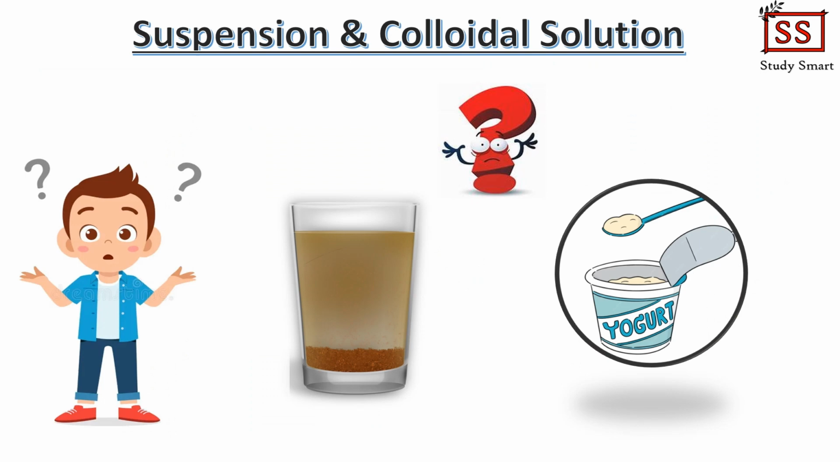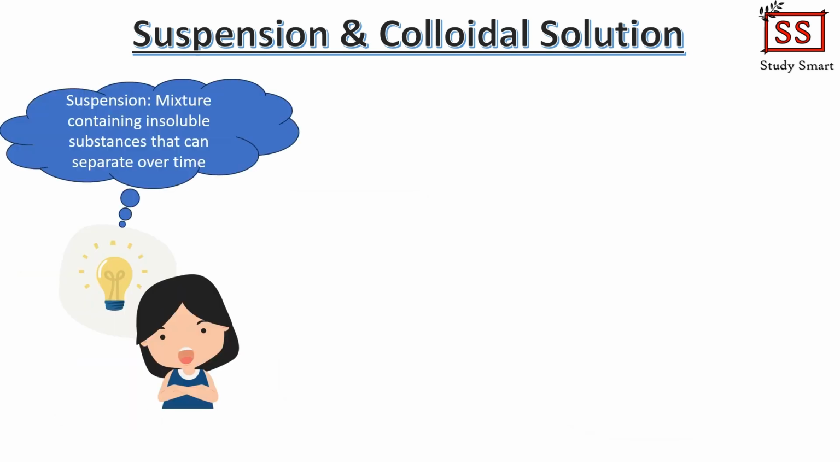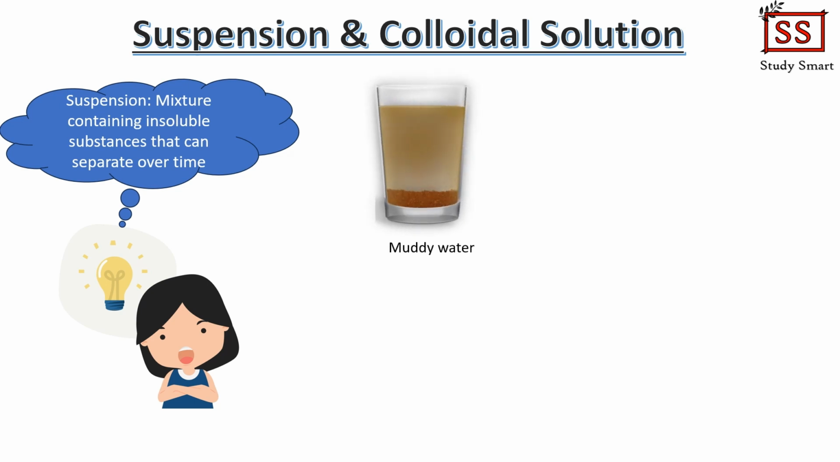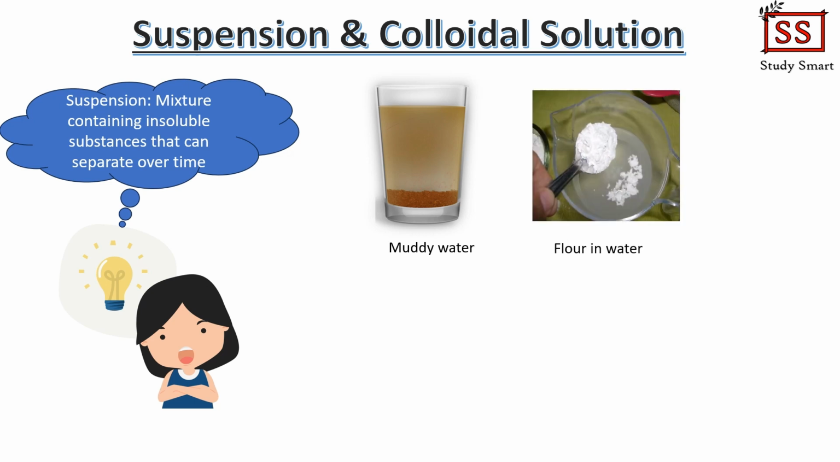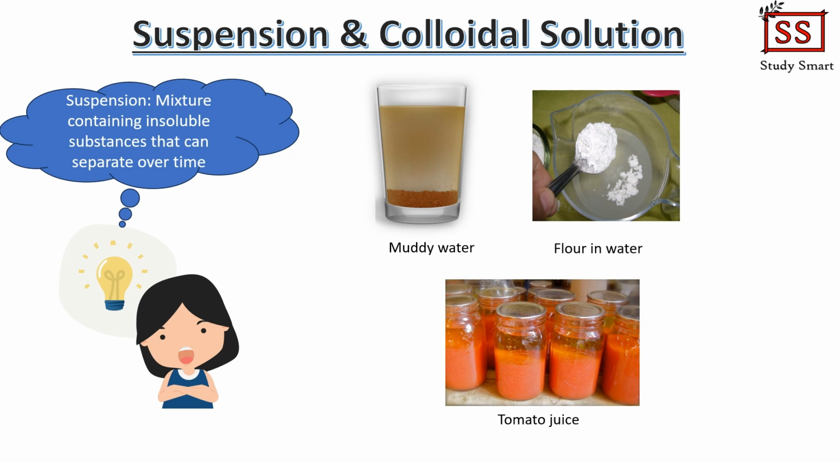Now, we want to see the definition of suspension and colloidal solution. Suspension is defined as a mixture that contains insoluble substances that can separate over time. For example, we have muddy water. Muddy water, if we left it over time, you can see that the mud will sink at the bottom of the cup while the water is at the top of the cup. Second, we have an example of flour in water. And then we have example of juices that can separate over time. This is all considered as a suspension.